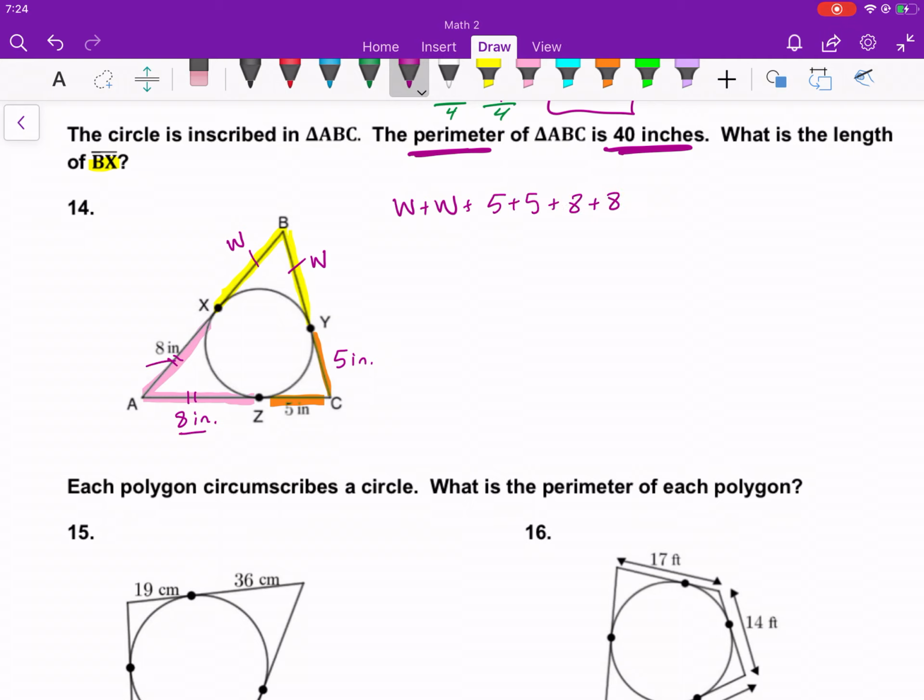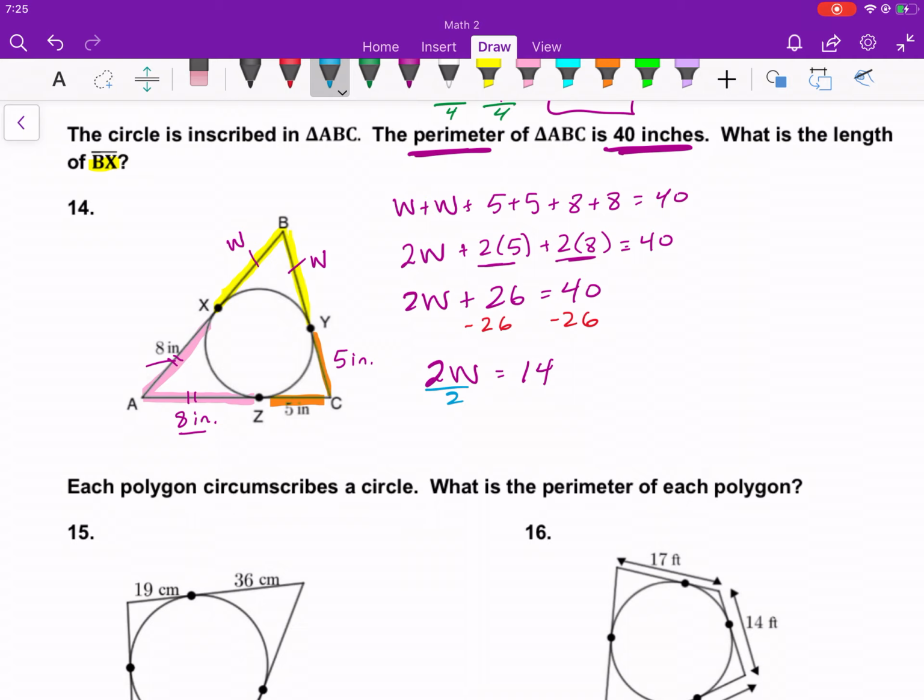So 2w is equal to 24. Nope. I had a moment. I was like, that does not sound right, and it didn't. 14. Let's try that again. So from there, then we just go ahead and divide by 2. And we get that w is equal to 7 inches. And there you go.